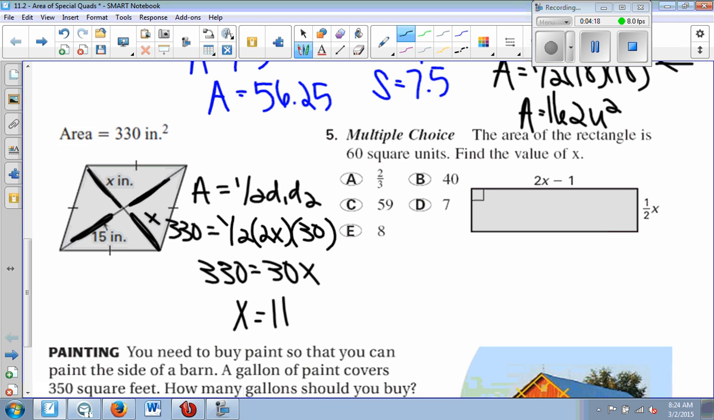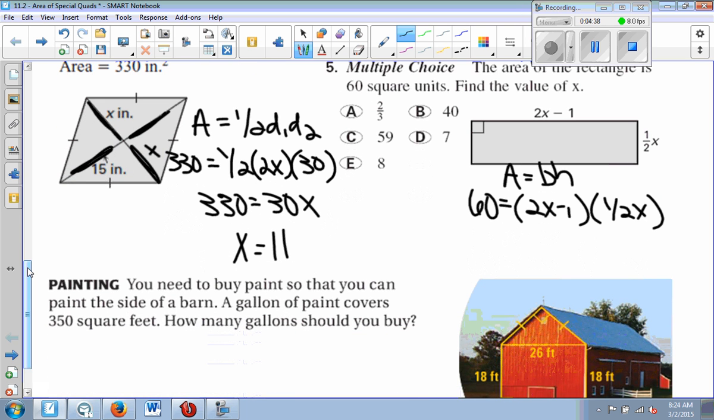In the next problem, it says the area of the rectangle is 60 square units. Find the value of x. So I know the area of a rectangle is base times height. So again, we're going to plug in everything we know. 60 equals base of 2x minus 1, and then a height of 1/2 x. So on the right-hand side, that is distributive property because this first parenthesis has subtraction in it. So if I distribute, we're going to get x squared minus 1/2 x.